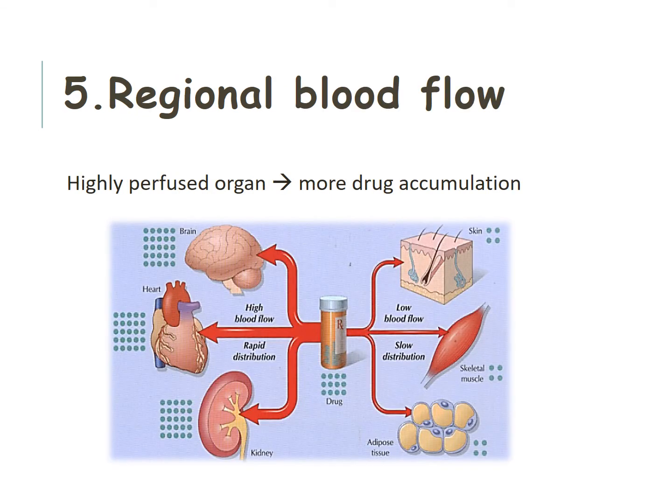Next important factor is regional blood flow, the movement of blood. It is a basic concept that highly perfused organs will get more drug accumulation. Here in the picture you can see the highly perfused areas like kidney, heart and brain. When we give a drug, first it will move to the highly perfused areas like brain, heart and lung. Only then does it move to the low perfused areas like skin, skeletal muscles and adipose tissues. This is the normal, usual situation.